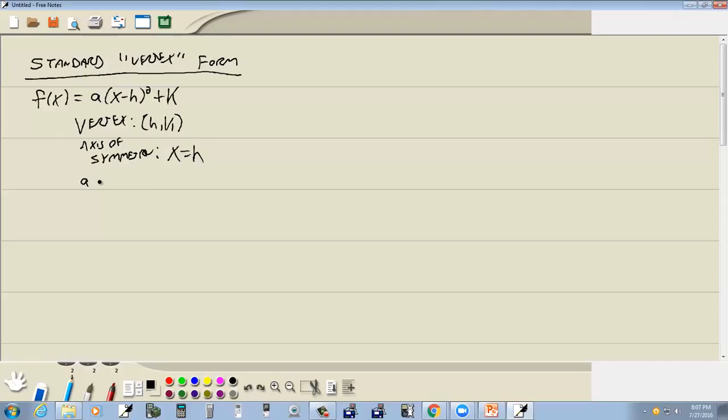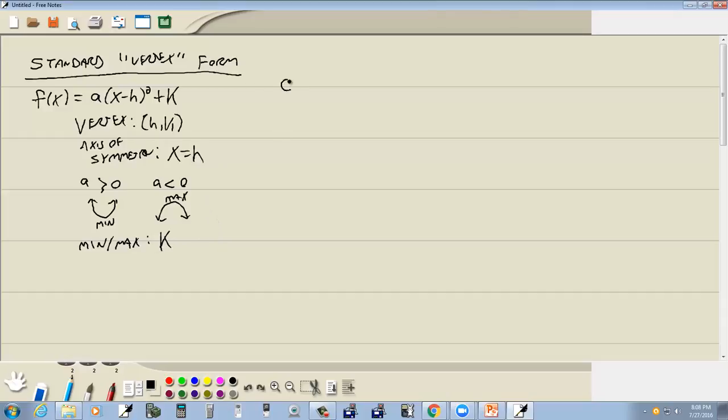Now, if a is greater than 0, it's positive. That means your graph's going to open up like this, which means you'll have a min, a low point. If a is less than 0, if a is negative, your graph's going to open down. And that means you'll have a max. You won't have both. So your min or your max is going to occur at k. Or it equals k, I should say.